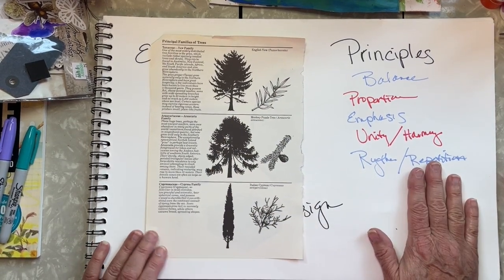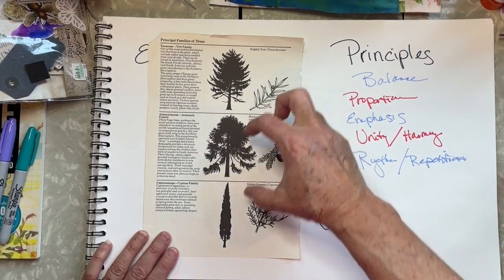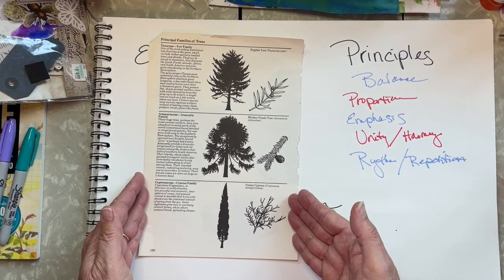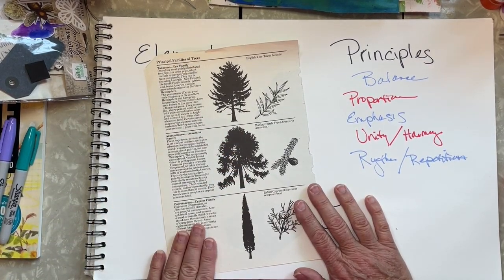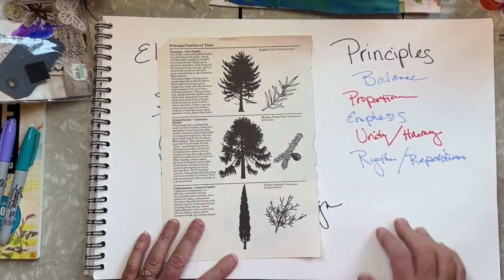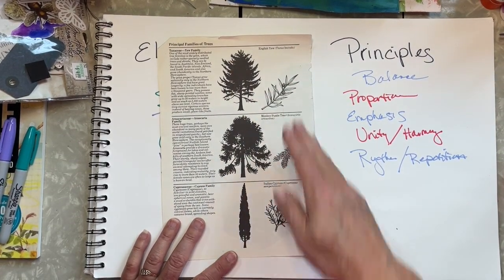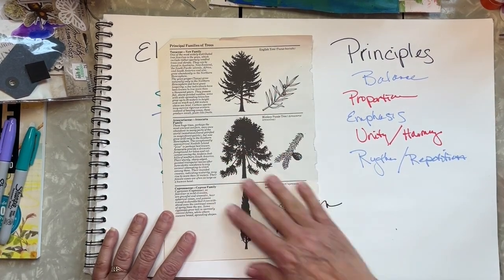We have repetition and rhythm going because we've got these rectangular blocks that are holding information. We have rhythm and repetition because all of the text is over here. And then we have a large image here in the middle. And then we have smaller images here on the right side. So there's some rhythm and repetition happening here.